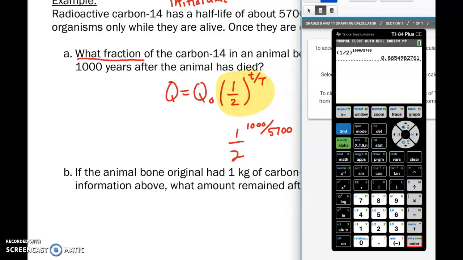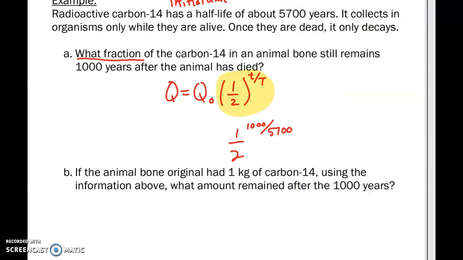Let me show you the other display in the calculator. Some calculators display the caret symbol like this. If it does, you have to surround that exponent with parentheses. Otherwise, you're going to get the incorrect answer. So let's write down that answer here: 0.885, rounded. Or if you change that decimal to a percentage, you could say that 88.5% of the original carbon-14 remains.